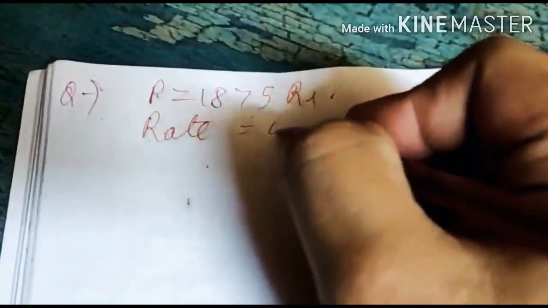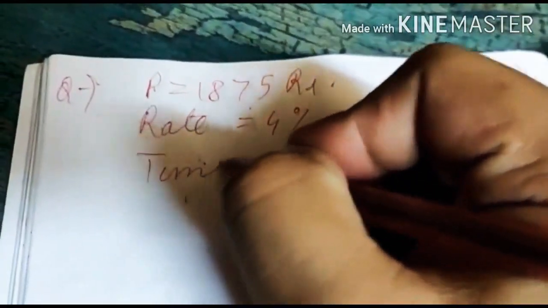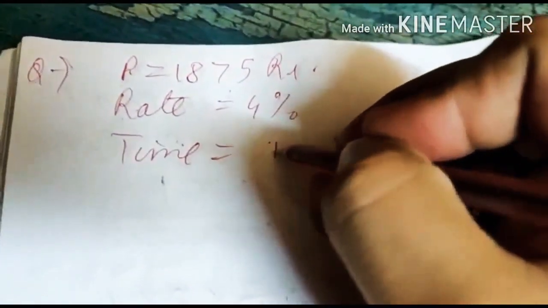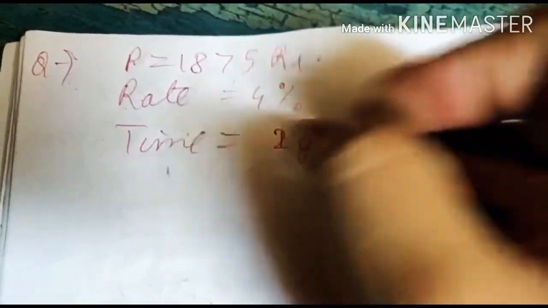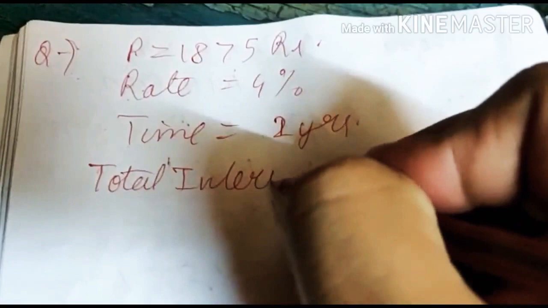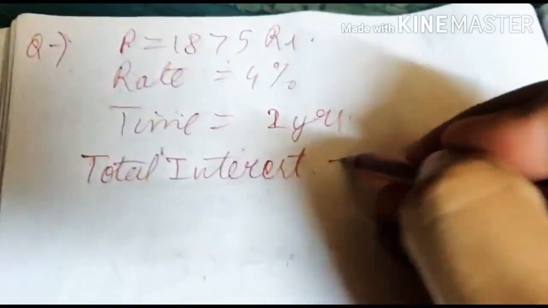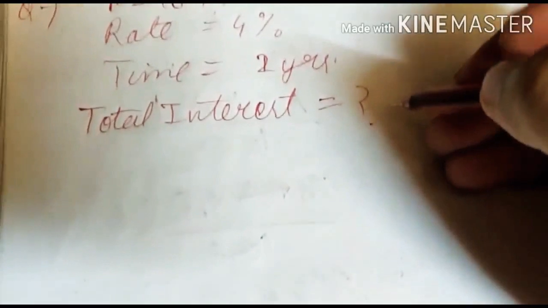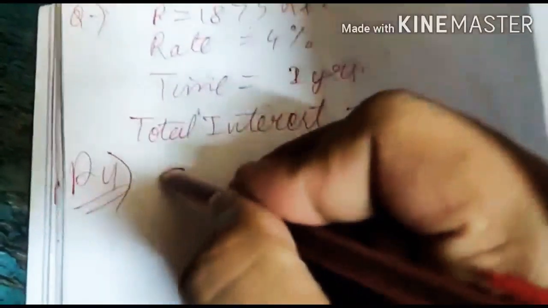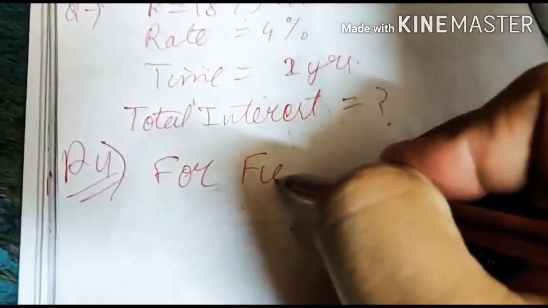Okay. So the question is: principal is 1875 rupees, rate is 4%, and time here is 2 years. We have to calculate total interest, means interest of first year plus second year. Okay, so starting our answer for the first year.